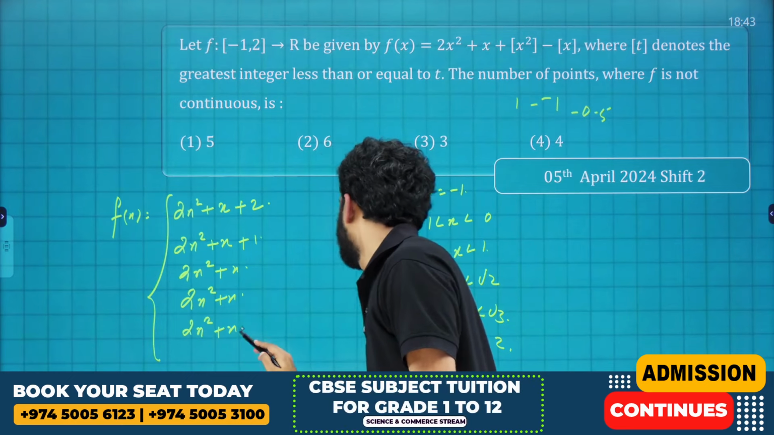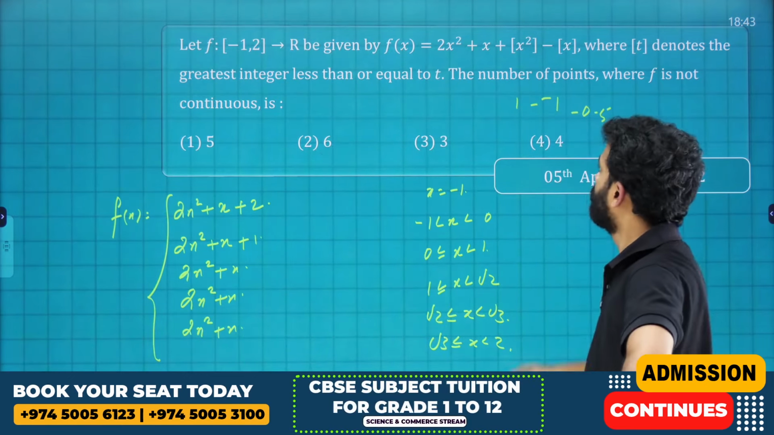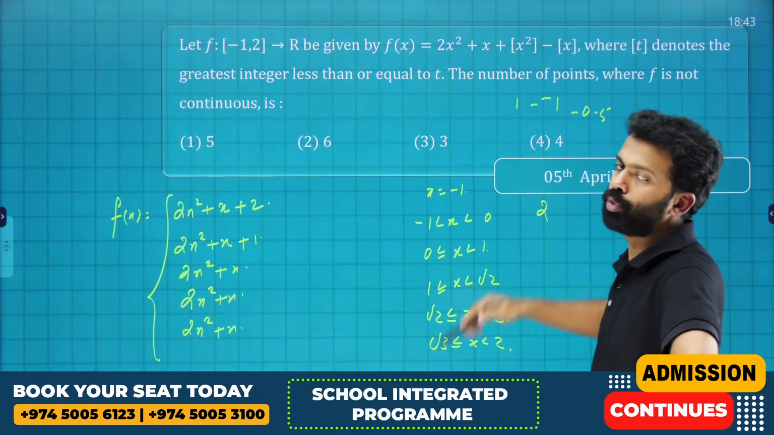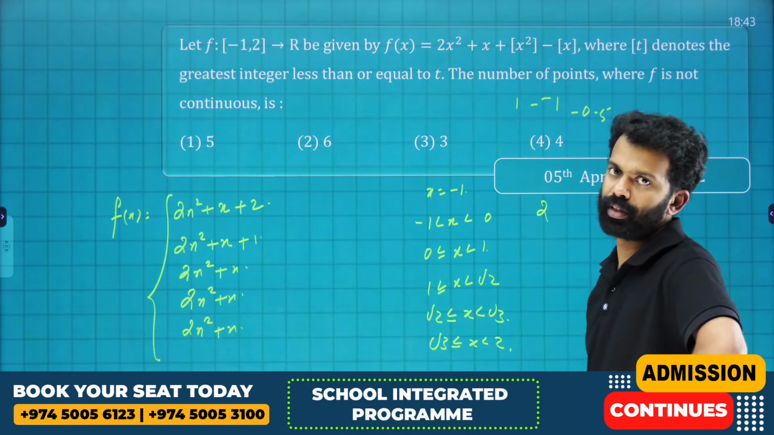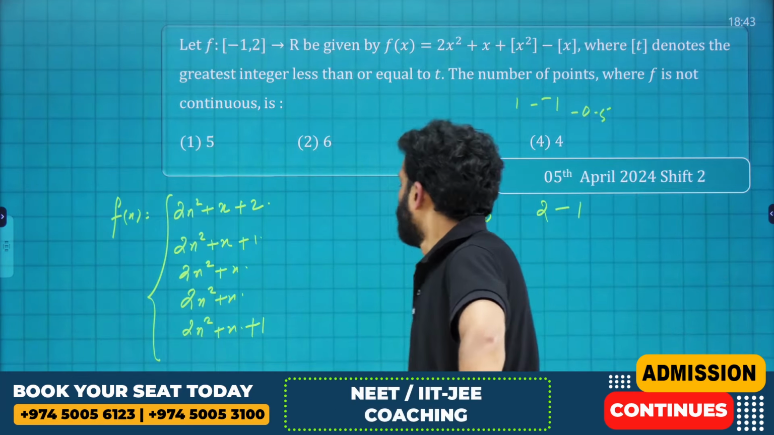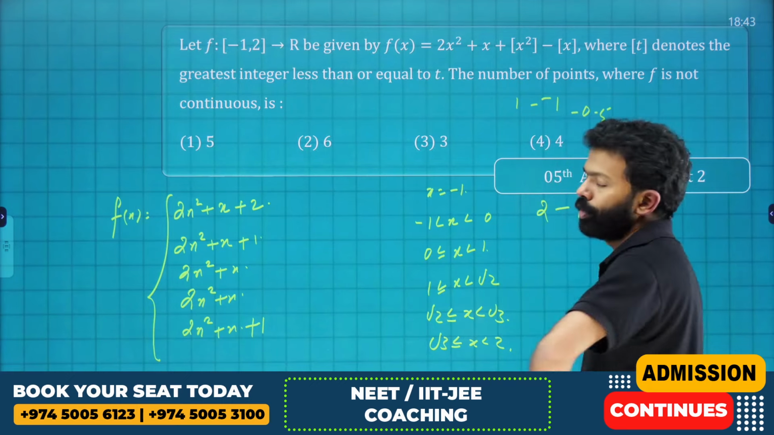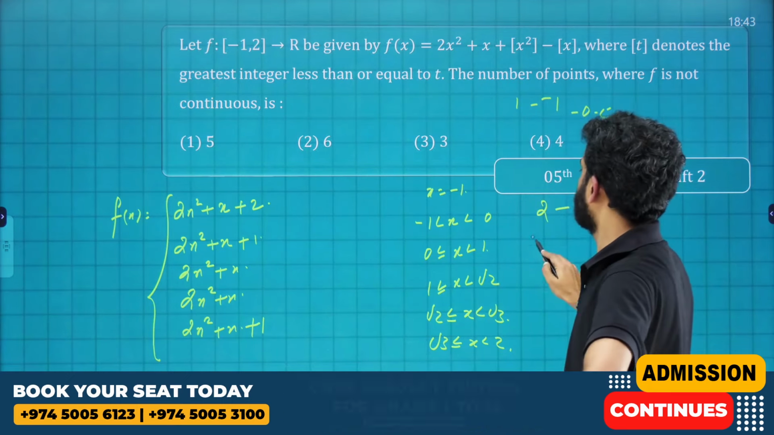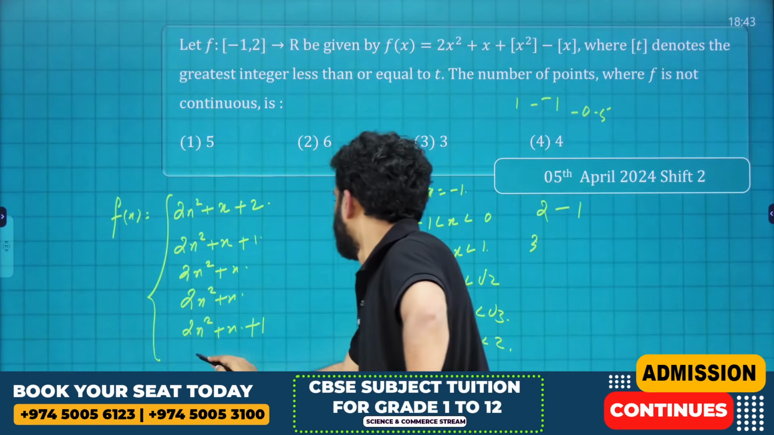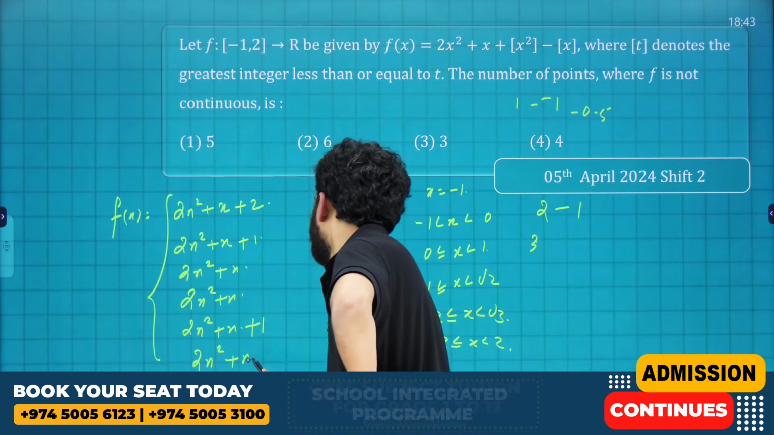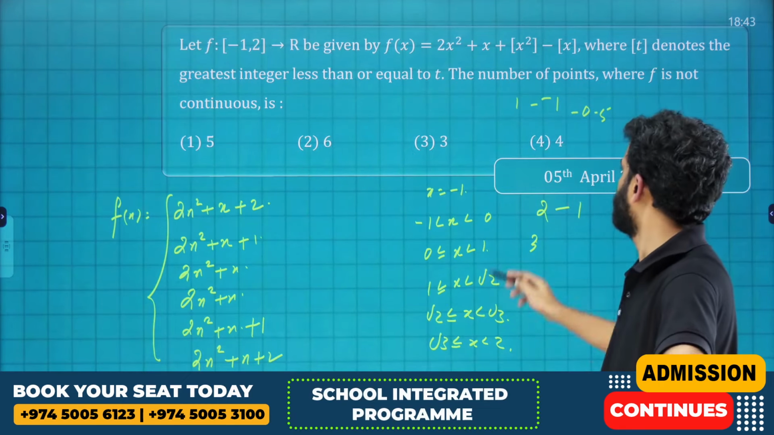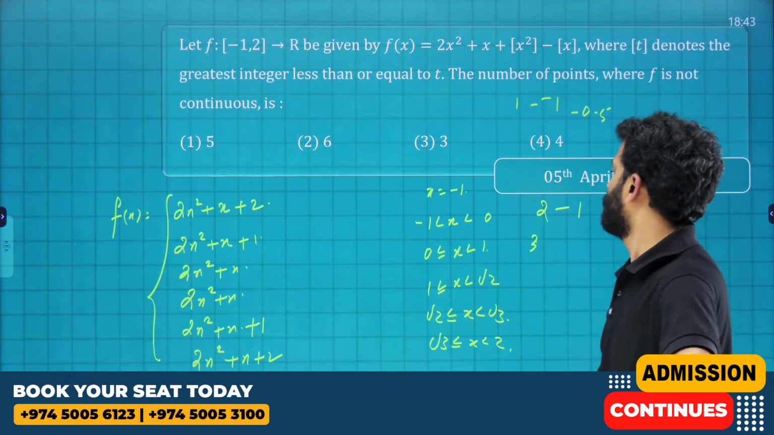2x square plus x, root 2 and root 3, right? Between root 2 and root 3, its value is what? Box of x square is 2. And between root 2 and root 3, what is the value of box x? 1. That is 2 minus 1, that is 1. And between root 3 and 2, what is the value here? 3. And the value here is 1. Therefore, 3 minus 1, that is 2. That is 2x square plus x plus 2. Root 3 square is 3, and 3 minus 1 is 2.